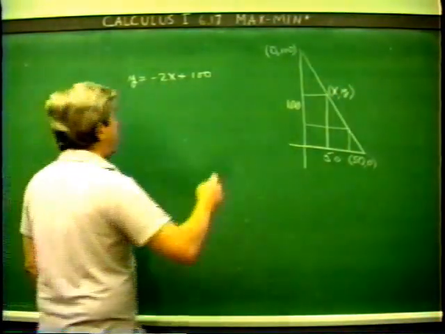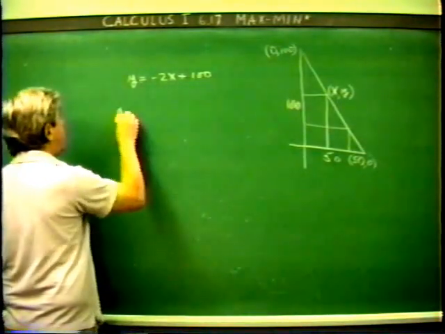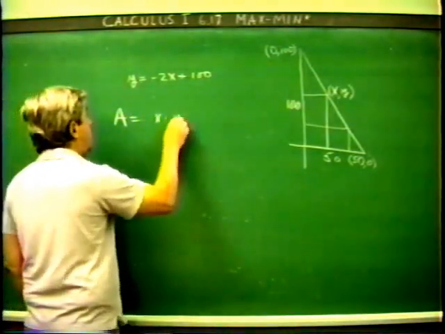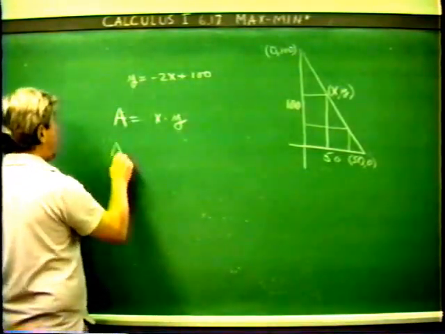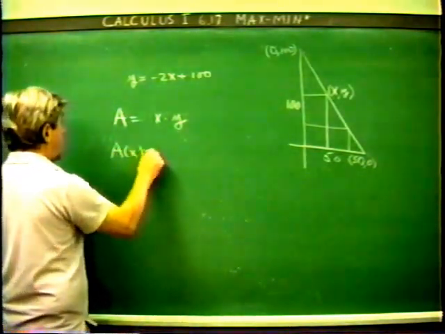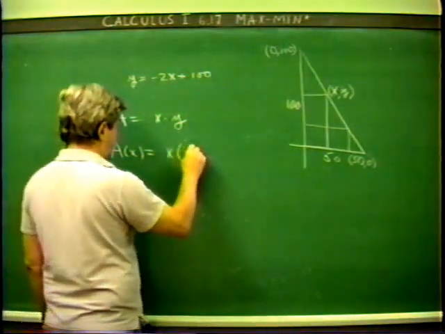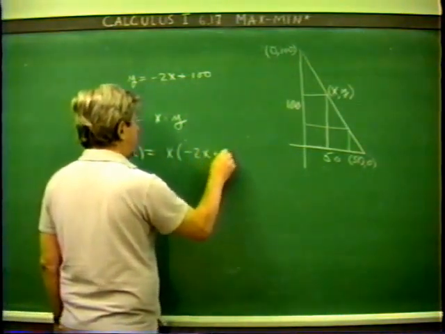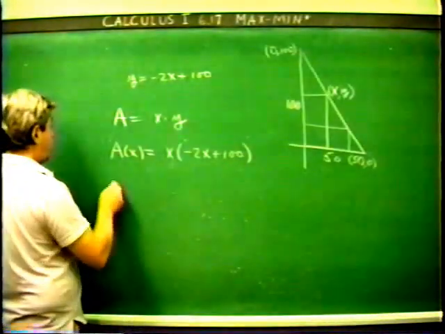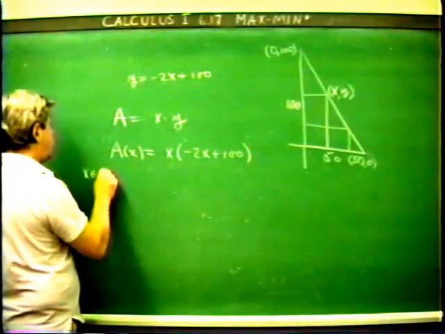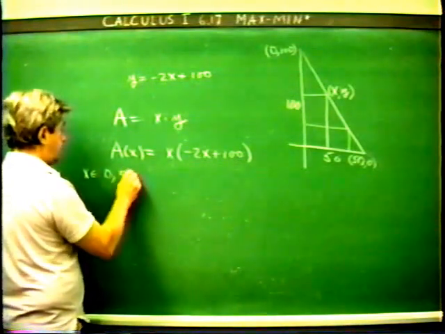And now the point x, y is going to be the corner of the rectangle, and so consequently the area of the rectangle is going to be x times y. Now we want this as a function of one variable, and so we can use this fact right here, that the area as a function of x is equal to x times minus 2x plus 100.